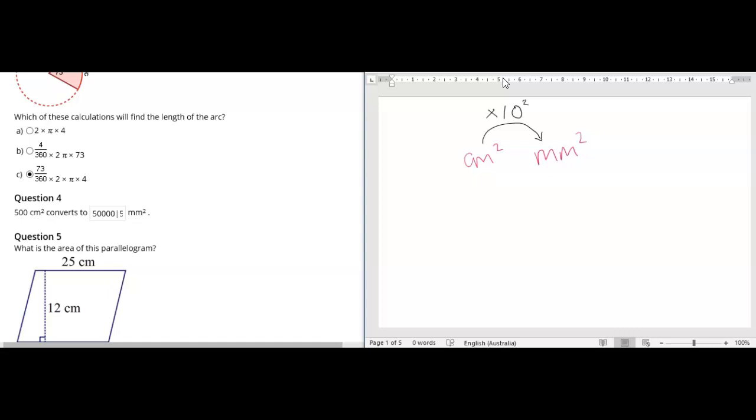All right, so we're looking at 500 centimeters squared. We want to convert that into millimeters squared. So all we do is multiply that by 100. Now you can do that on your calculator, or you can just say, well, when I multiply by 100, I'm just going to add on 2 zeros. So it's going to be 500, add on your 2 zeros, so it's 50,000. And you can see it written there.